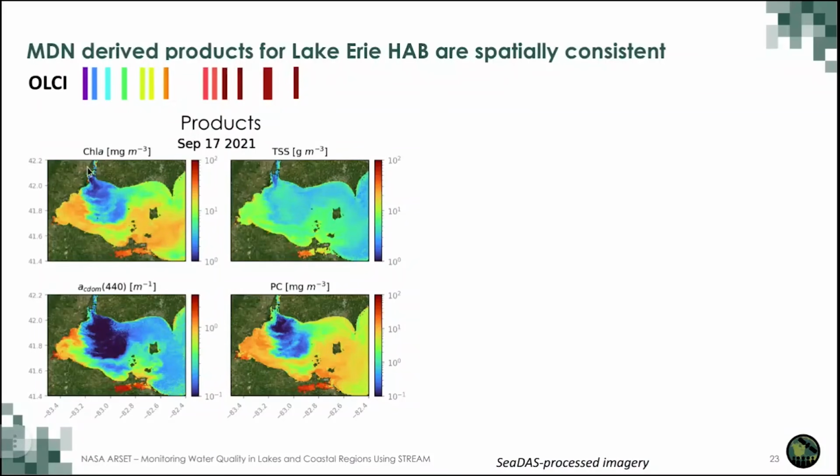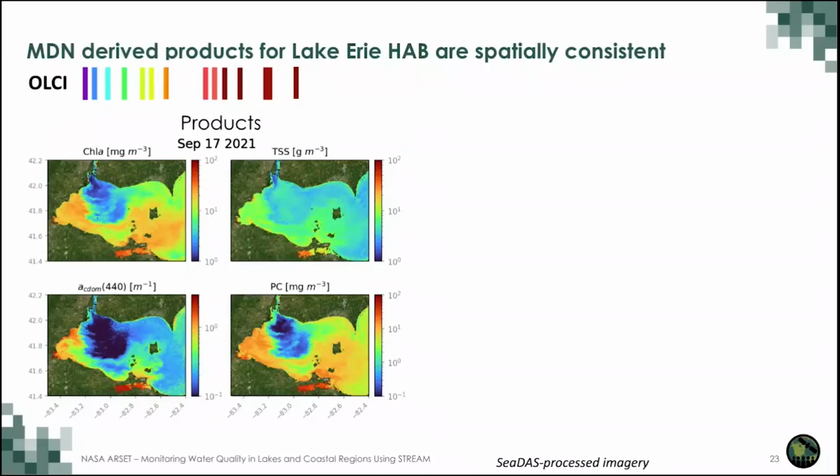In the top left, you can see the chlorophyll A concentration. Next to it, the total suspended sediments. In the bottom left, absorption due to CDOM. And the bottom right, phycocyanin, which again is a proxy for potentially toxic cyanobacteria.